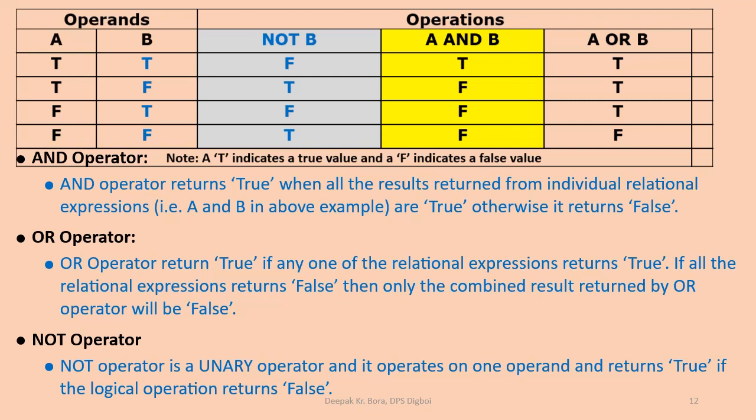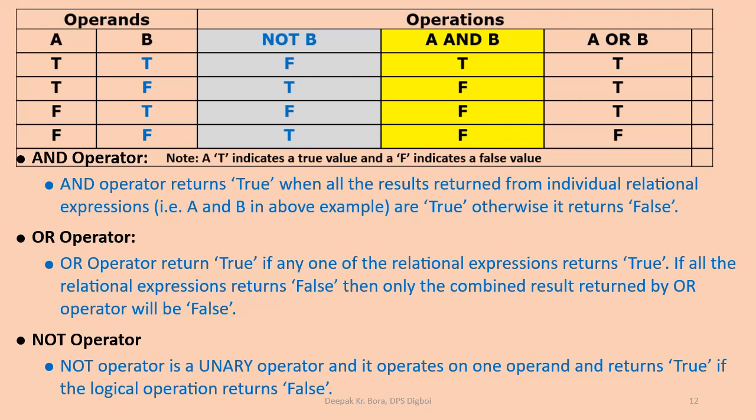So B, the first, is true. Therefore, once I use NOT B, it will become false. If B is false, then after applying NOT B, it is going to give me the output as true. So it is negating the particular output.